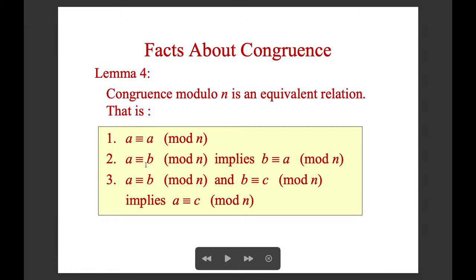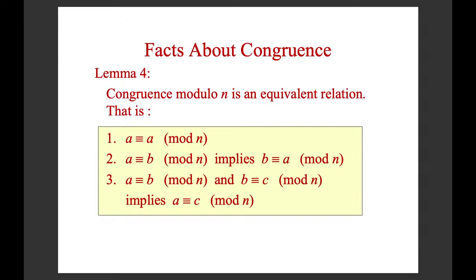The other one is called the symmetric property. The symmetric property says if a is related to b, then b has to be related to a. If we check the congruence operation, suppose we know a is congruent to b modulo n, then we also know that b is congruent to a modulo n. The reason is that n divides the difference of a and b, so it means that n divides the difference of b and a. Is that okay? So the congruence relationship is also a symmetric relation.